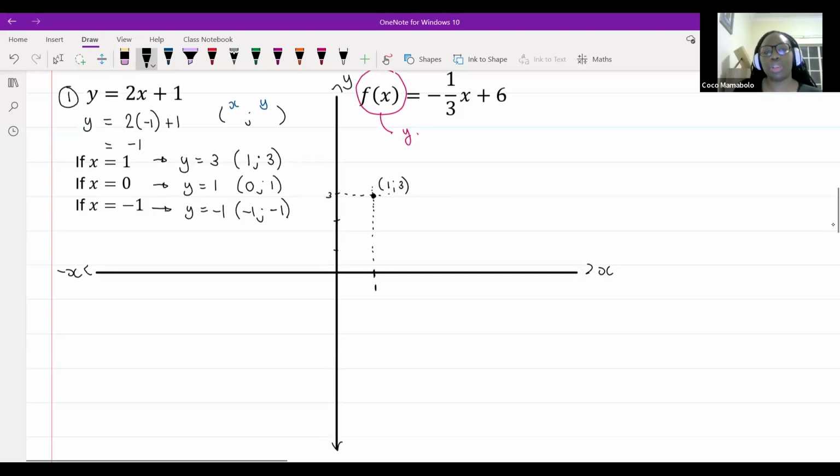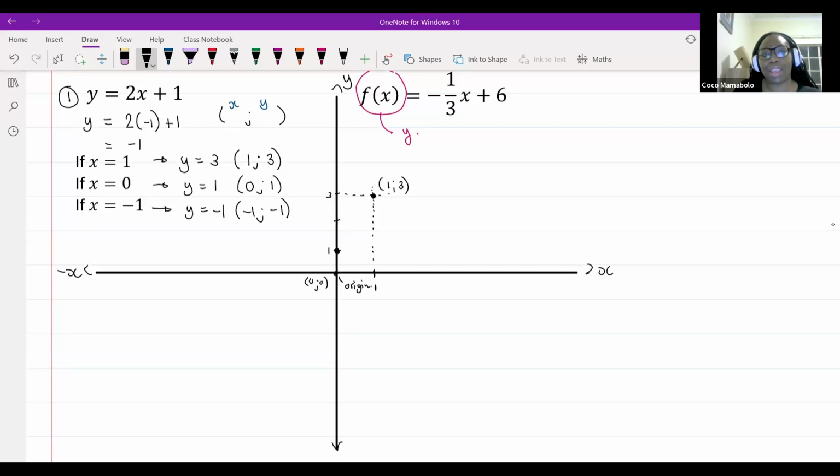Then we're going to do 0 and 1. My x coordinate is in the very middle. This is also called the origin. It's called the origin because this is where my x value is 0 and my y value is 0. So when my x value is 0, my y value is 1, and they're going to meet here at that point.